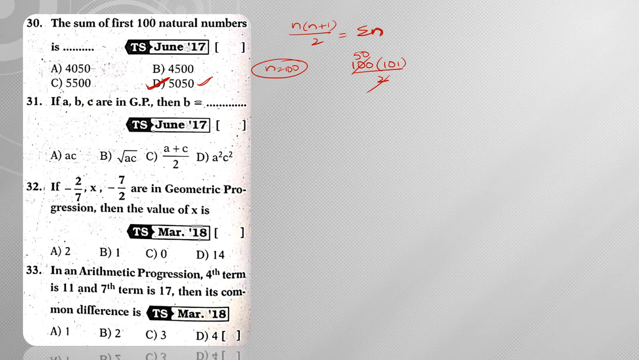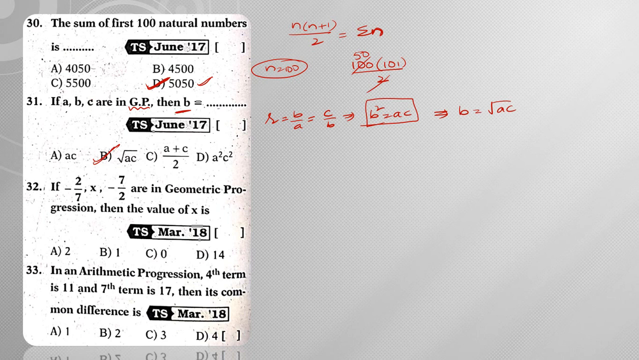Next, if a, b, c are in GP, then b is equal to what? Already we know when the terms are in GP, the common ratio is equal. That means r is equal to b by a, which is nothing but second term by first term, which is equal to third term by second term. When I do cross multiplication, I get this condition: b square is equal to ac. Already we have discussed this, but here he is asking about b, so we can write b is equal to square root of a into c. Hence option B will be my answer.